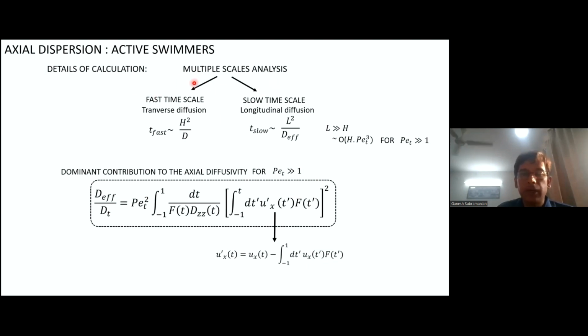Except that the fast time scale in this analysis was the slow time scale of part 1. In other words, the fast time scale is the transverse diffusion, and the slow time scale is the longitudinal diffusion. The final result you get for an effective diffusivity is in terms of the transverse diffusivity, D_zz, and the concentration profile, which I've denoted as f of t. U prime of x is the velocity fluctuation, so it's the actual velocity of the plane Poiseuille flow minus the concentration-weighted velocity.